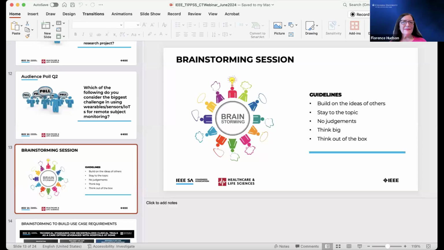So excellent. Real quick, the second polling question, again, we saw interoperability as one of the main challenges, as well as security and privacy, which I think is a great segue into the brainstorming session. So I just want to share my slides real quick about this. Let's see, share. So the brainstorming session, let me see if I can just play from current slide.